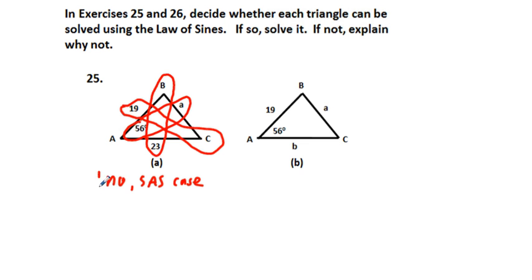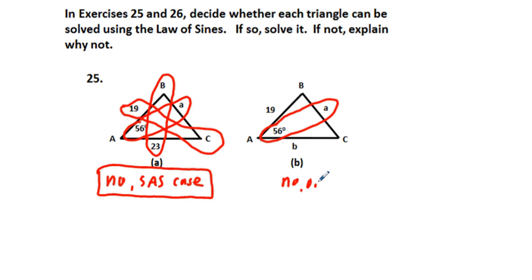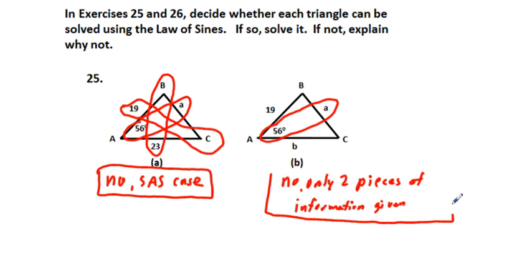And for this, I will tell you that this is going to be a law of cosines application. Now in part B, part B is really even worse because you not only don't have a side opposite an angle, the only angle you have is 56, you just have another side. So this part B is entirely unworkable. Only two pieces of information given. So no. That's going to be part B.